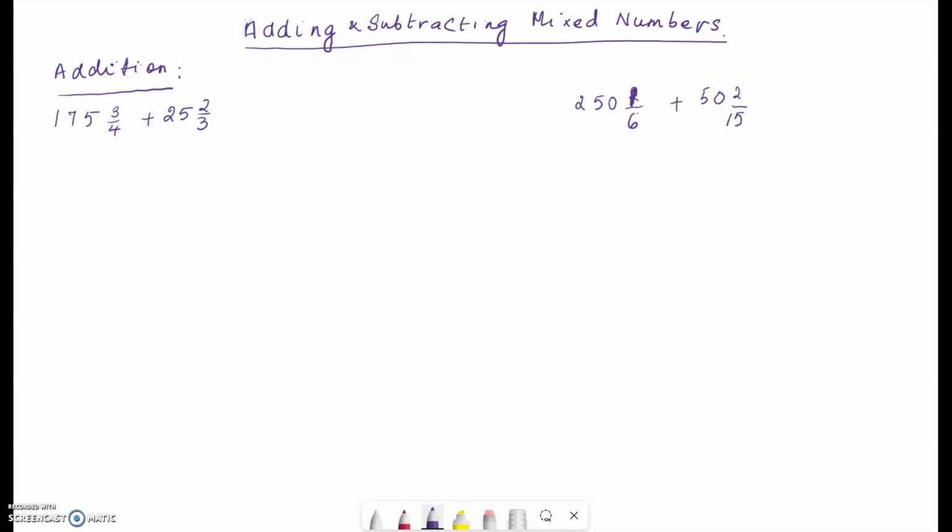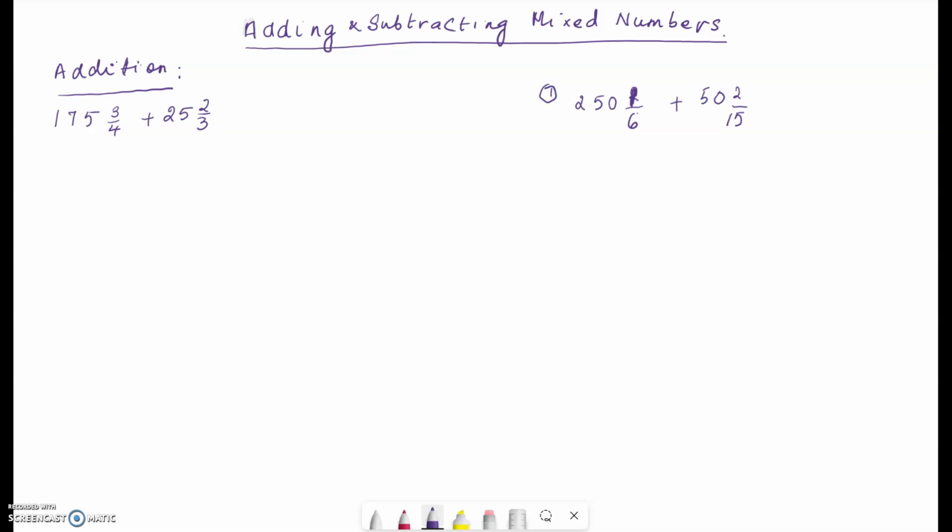So we're going to add mixed numbers, and we're going to look at two examples. Let's look at example 1. So when we're adding mixed numbers, we don't really need to change the mixed number to an improper fraction.